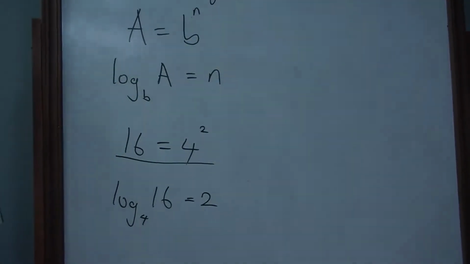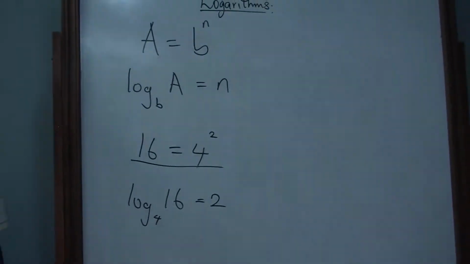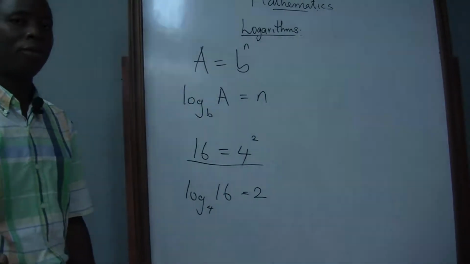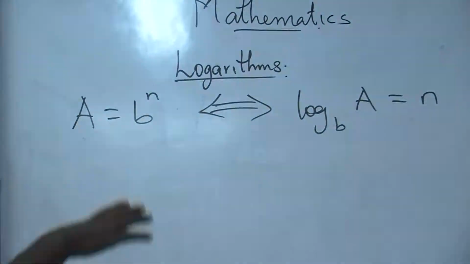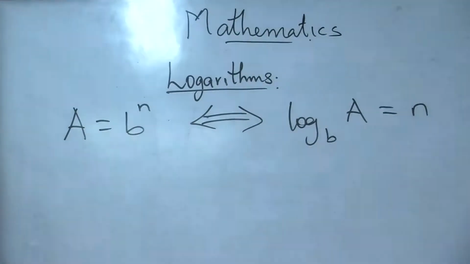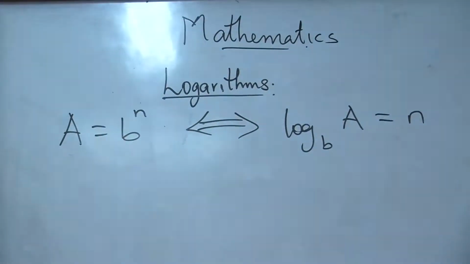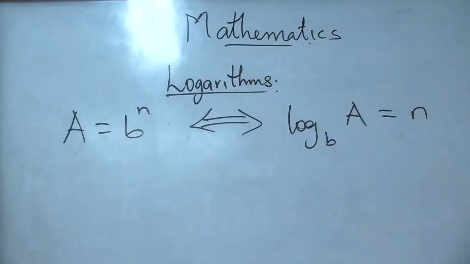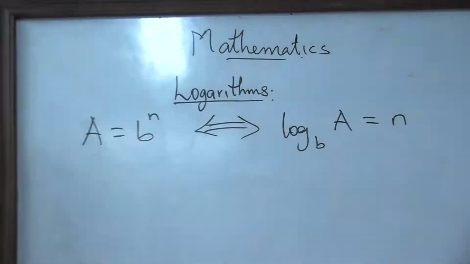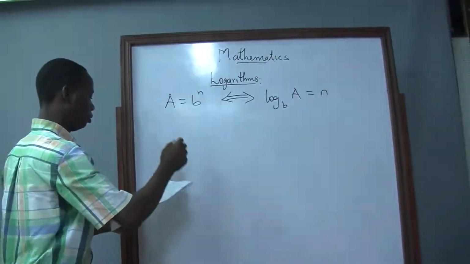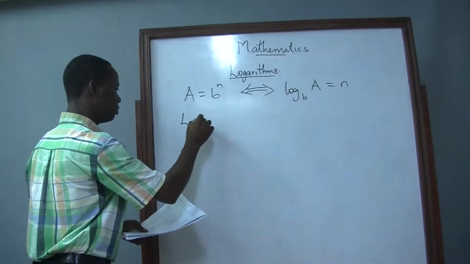There is always a relationship between the index form of a number and the log form of a number, just like we have seen now. So, this relationship holds always. We have some certain things that are guiding our operation under logarithm. Let me quickly give us those laws. Laws of logarithms.